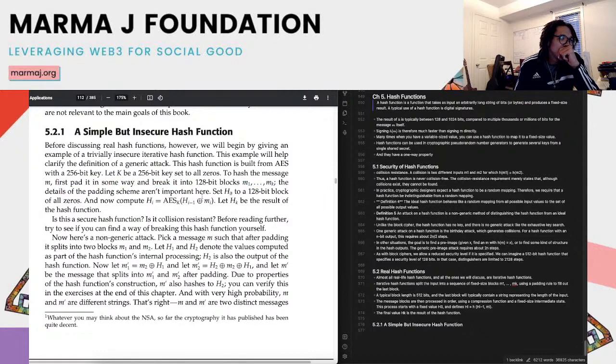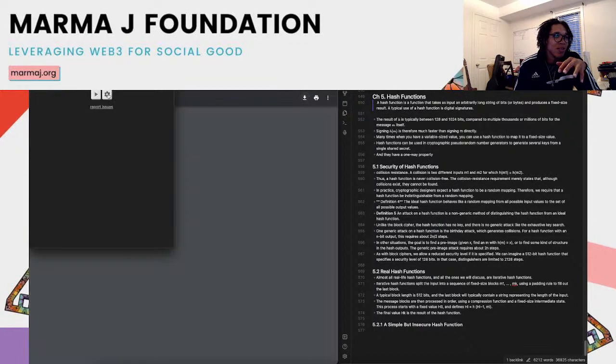The details of the padding scheme aren't important here. Set H0 to a 128-bit block of all zeros. And now compute Hi equals AES_K(H_{i-1} XOR Mi). Let HK be the result of the hash function. Is this a secure hash function? Is it collision resistant? Before reading further, try to see if you can find a way of breaking this hash function yourself.